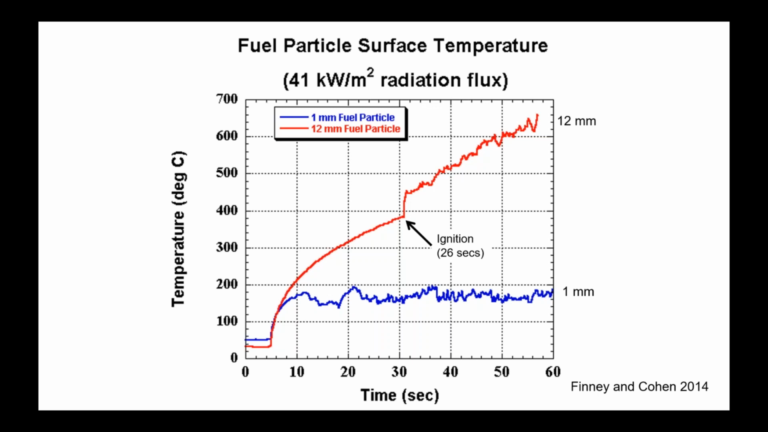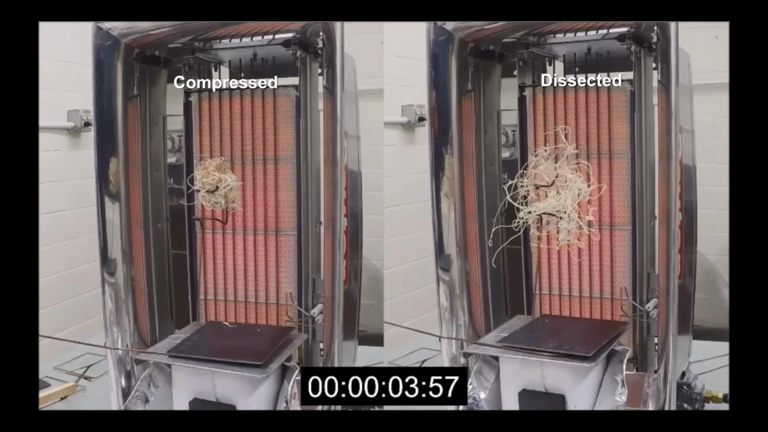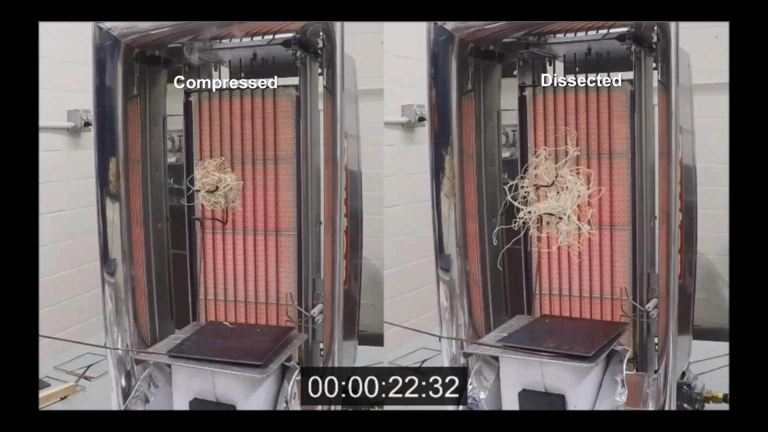The thick particle, the 12 millimeter particle, rises up to a temperature where its surface can sustain a flaming ignition, and then it gets hotter from there. Okay, and so here is a similar experiment. Here we have a nest of excelsior, very dissected and open and fluffy on the right-hand side, compressed, the same material compressed on the left-hand side. And look what happens.